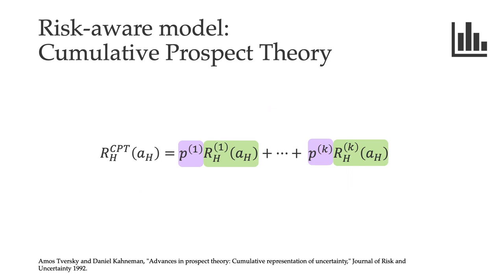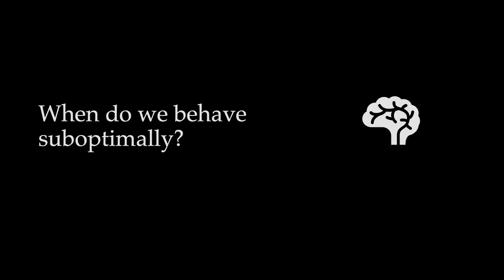So this is how we get our transformed expected reward. We now know that risk-aware models have the capacity to model suboptimal decision-making, but we still don't know when we should use these risk-aware models. In other words, when do humans act suboptimally?